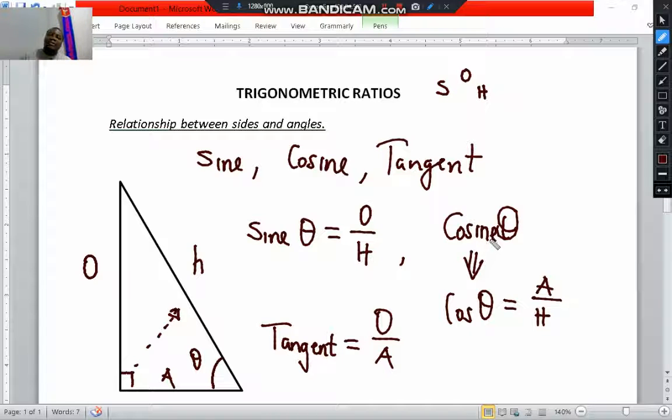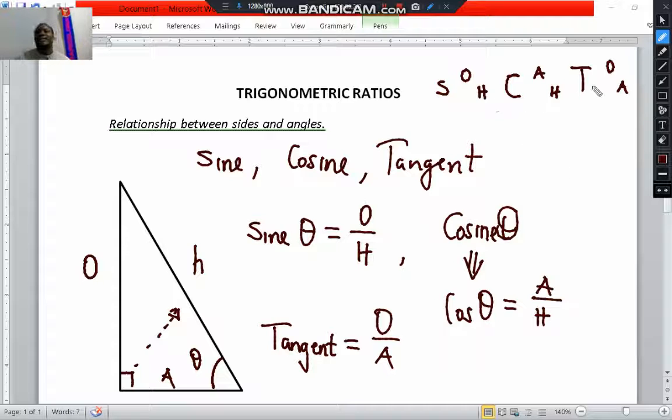If we get the cosine, we are going to say C, and then we get the A, we make that a short vowel, and the H. It means that the trigonometric ratio cosine is the same as adjacent over hypotenuse. And if we get the tangent, we write T. It is as good as saying it's the opposite divided by the adjacent.